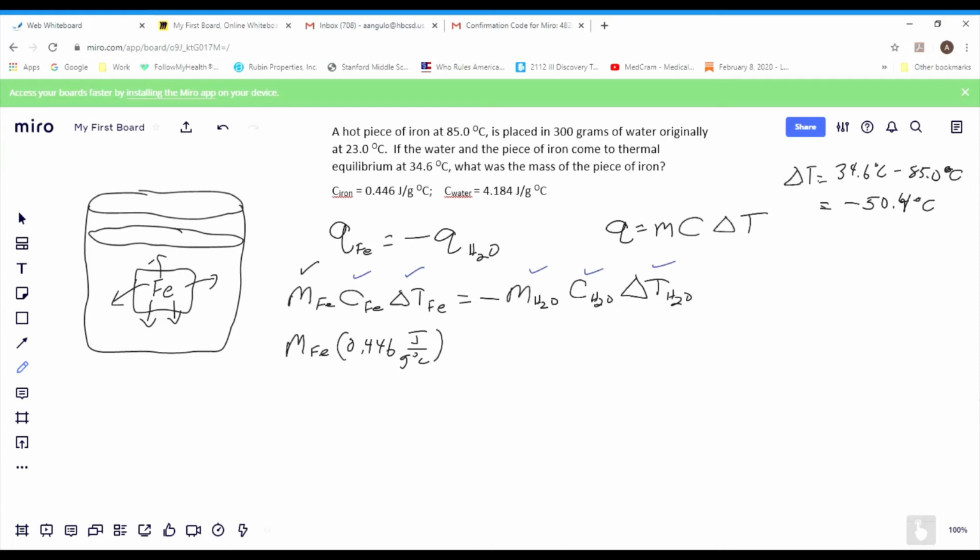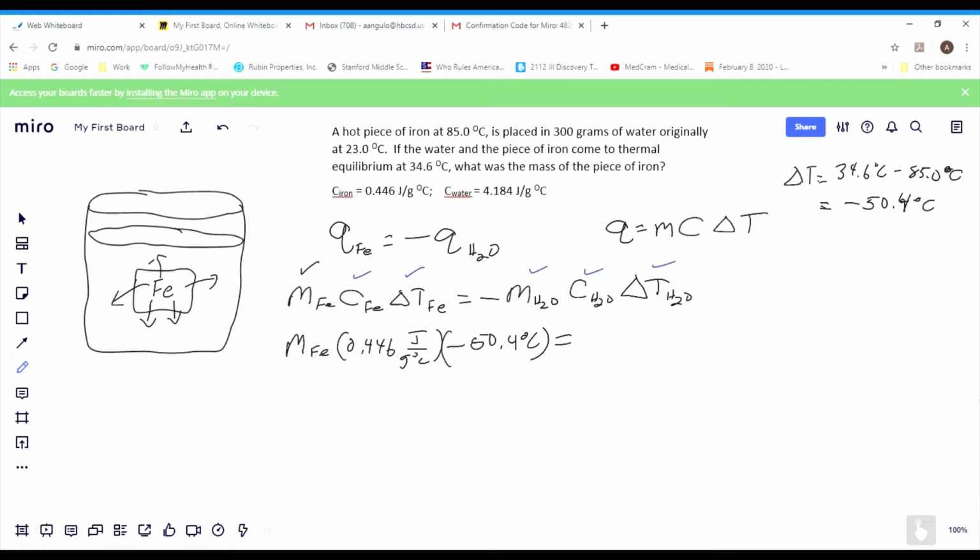Degrees Celsius there. There we go. So that's what we're going to go ahead and do. We're going to put that in there, minus 50.4 degrees Celsius. So that's your M times C times delta T for the iron. Now we don't know what the M is, and that's what we're looking for.